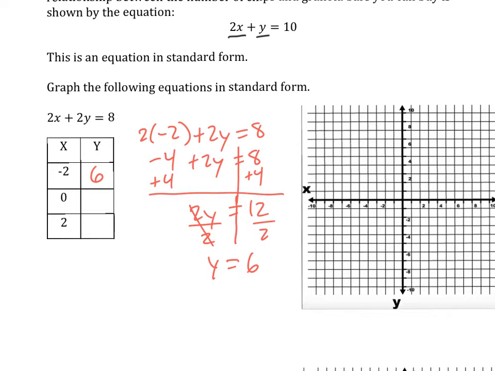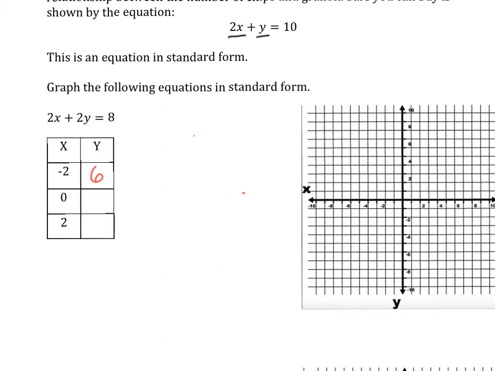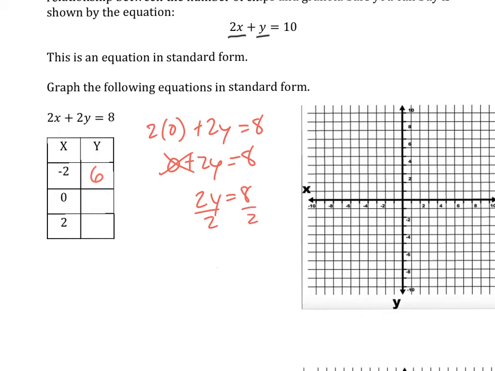Okay, and I'm going to erase that to make room to write my next one. All right, this one should be a little bit easier because we have 0. So we would plug in 0. We have 2 times 0 plus 2y is equal to 8. 2 times 0 is 0, so 0 plus 2y equals 8. Really, then we just have 2y. That 0 we can cancel out. 2y is equal to 8. We'll divide by 2 on both sides to end up with y equals 4 if x equals 0.